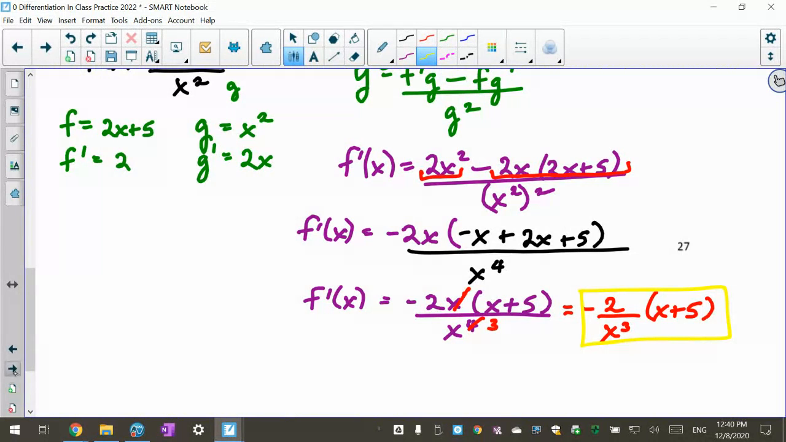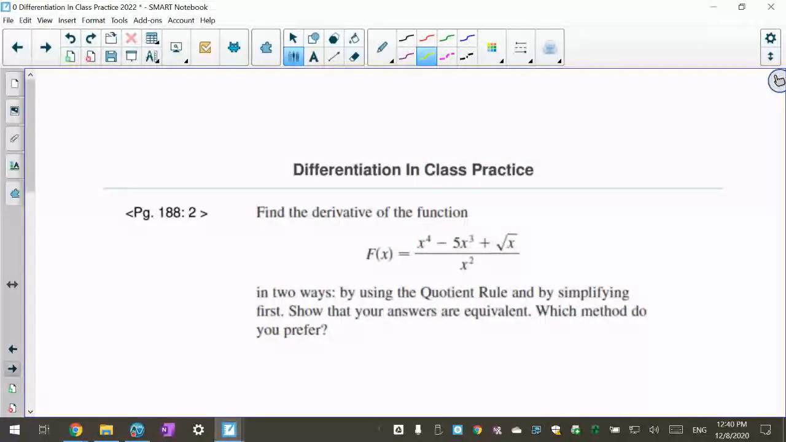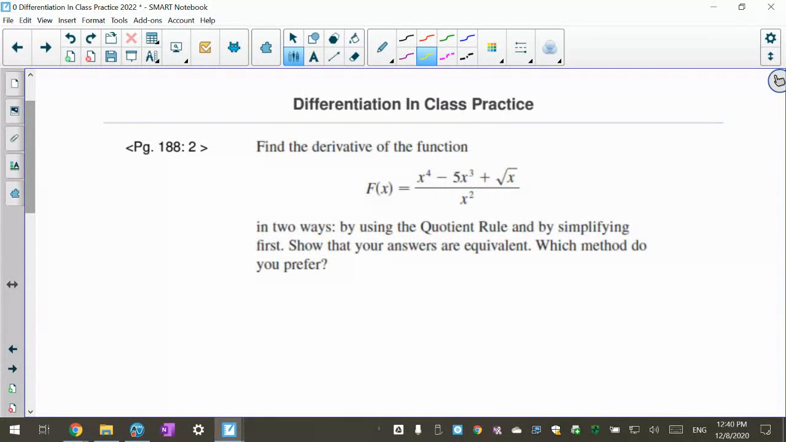All right, let's try this one more time. Okay, this next one is number 2 on page 188. It says, find the derivative of the function in 2 ways, by using the quotient rule and by simplifying first. When I say simplifying first, we're actually doing the power rule. So let's do the power rule on this one.